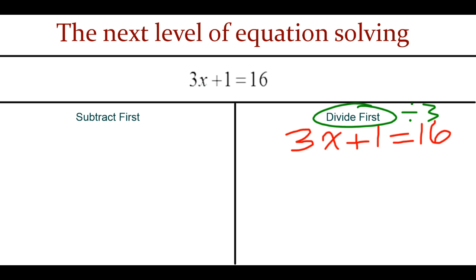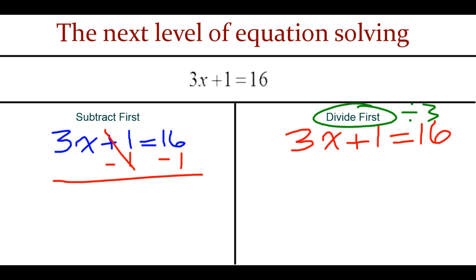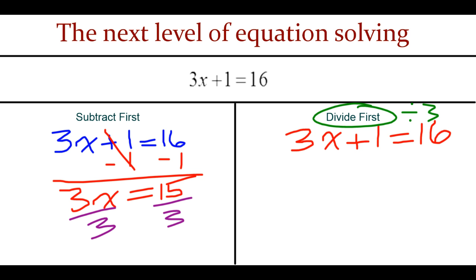So let's say we want to subtract first. If we do want to subtract first, then we're going to want to subtract the 1 away first. Now, 1 minus 1 is just going to be 0. That's going to leave us with nothing. We're going to be left with a 3x on this side, not just an x. 16 minus 1 is 15. So we have a nice, easy division now. 3x divided by 3 is equal to x, and x is equal to 5.